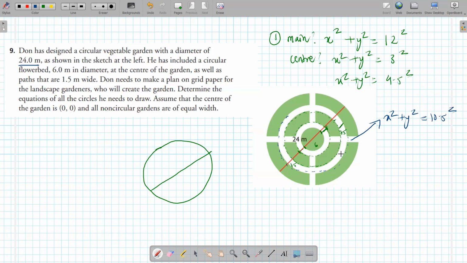We're missing this one. Can we find it? I don't know how wide these are. I don't think so because this is 1.5, this is 1.5. 1 circle, 2 circle, 3 circle, 4 circles. I think we're good because we don't know how wide this thing is. We don't know how wide that is. So I think that's all 4 equations that we can use.